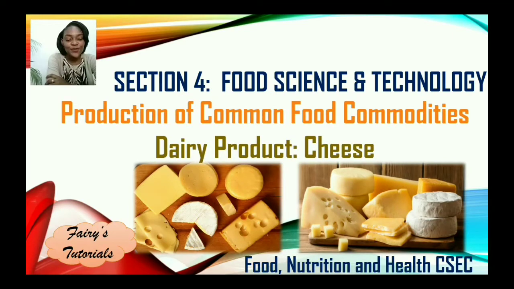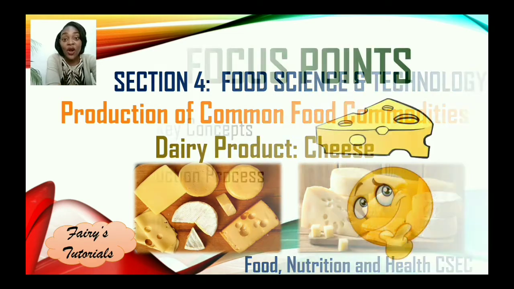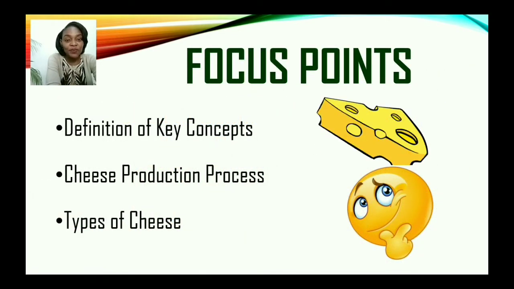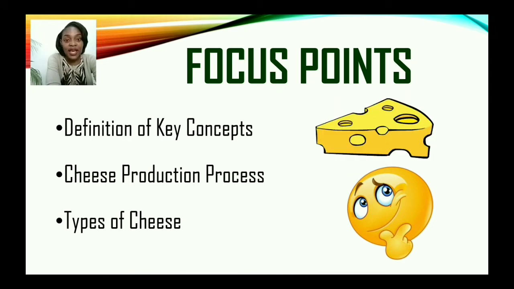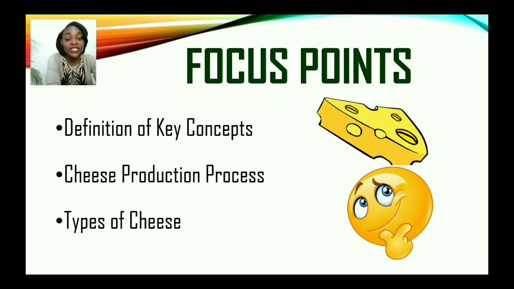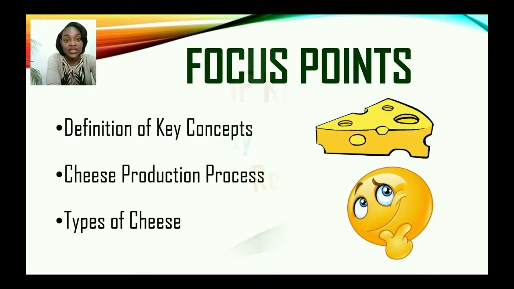Section 4, Food Science and Technology. Content 1, Production of Common Food Commodities. Today we'll be looking at a dairy product and exploring the production processes of cheese. In today's session, we'll be defining some key concepts and exploring the production process of cheese, as well as looking at the different types of cheese.